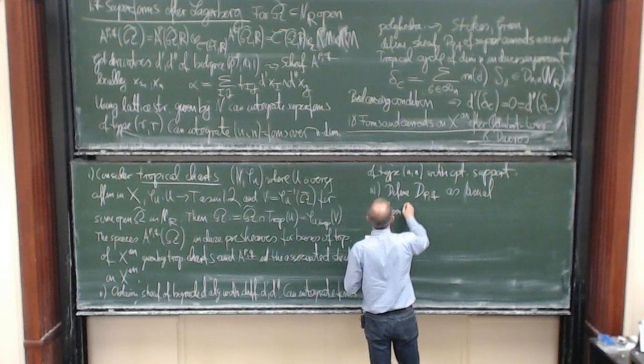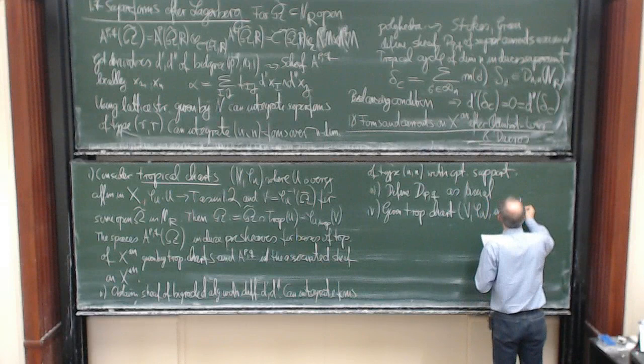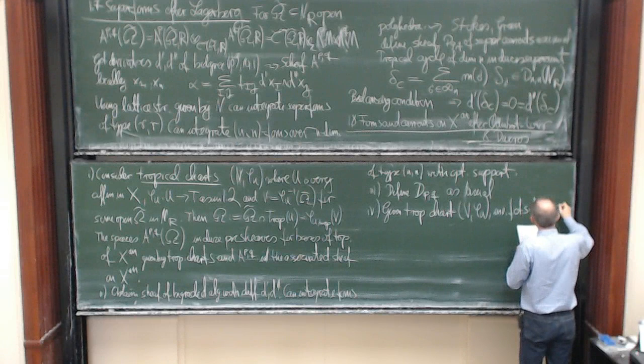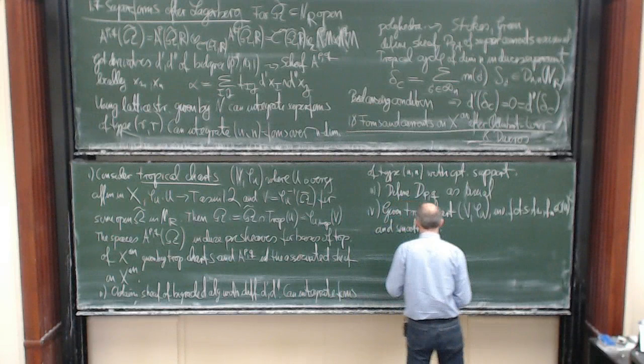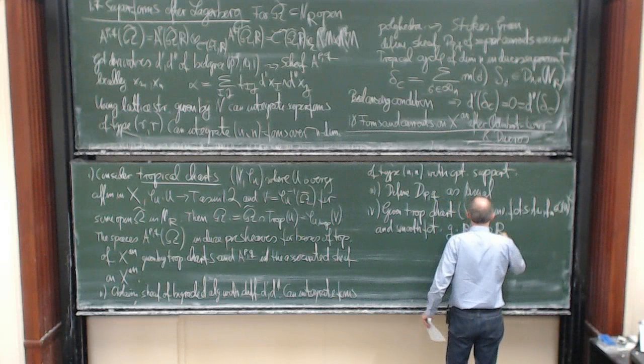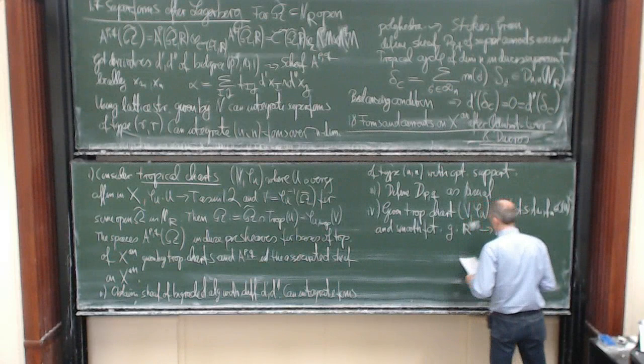a tropical chart phi VU, invertible functions f1 to fm in O of U star, and a smooth function g from Rm to R.